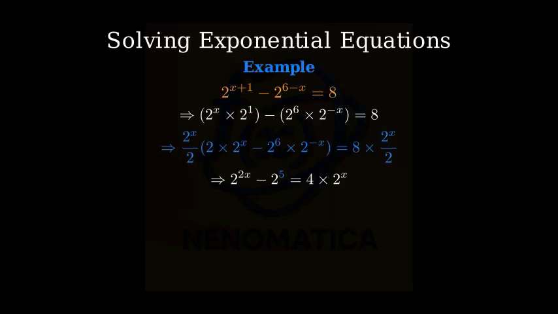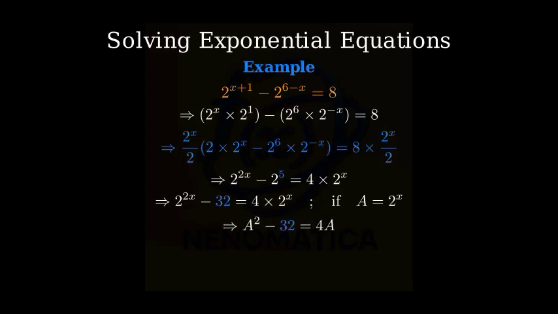And when we multiply 2 to the power of 6 by 2 to the power of negative x by 2 to the power of x, we end up with 2 to the power of 5. Let's calculate 2 to the power of 5, which equals 32. So our equation becomes 2 to the power of 2x minus 32 equals 4 times 2 to the power of x. To make the equation more manageable, let's substitute a for 2 to the power of x.